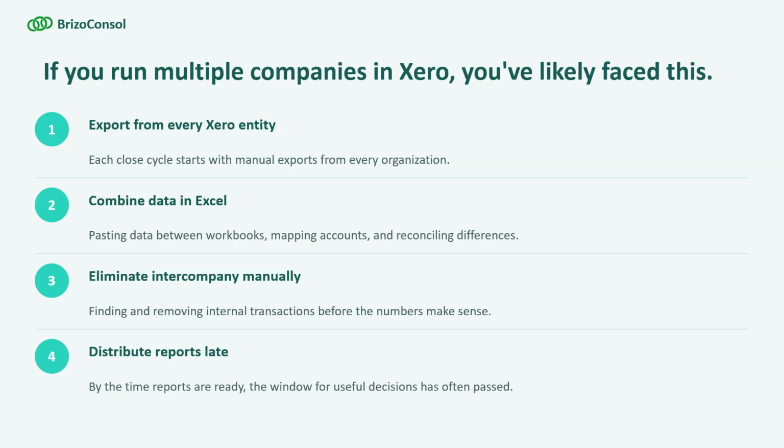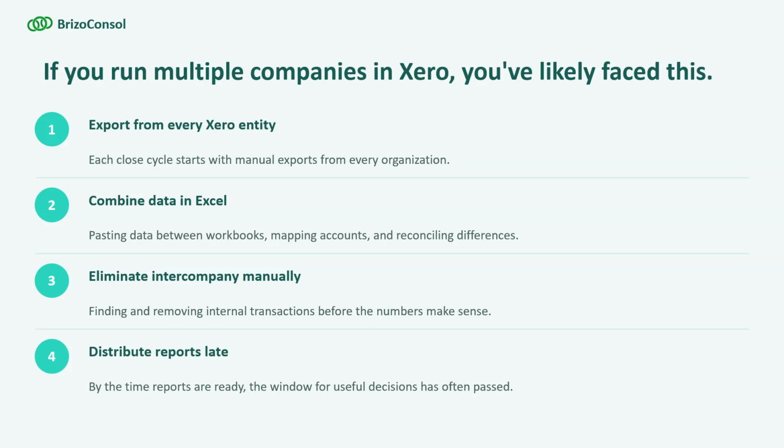If your organization operates multiple companies in Xero, you've probably faced the challenge of combining financial data into a single group report. Many finance teams still rely on exporting spreadsheets, copying data between workbooks, and manually eliminating intercompany transactions. As the number of entities grows, this process becomes slower, more complex, and more prone to errors. In this webinar, we'll look at why Excel-based consolidation becomes difficult to manage, the most common consolidation challenges, and how modern finance teams can automate the process.